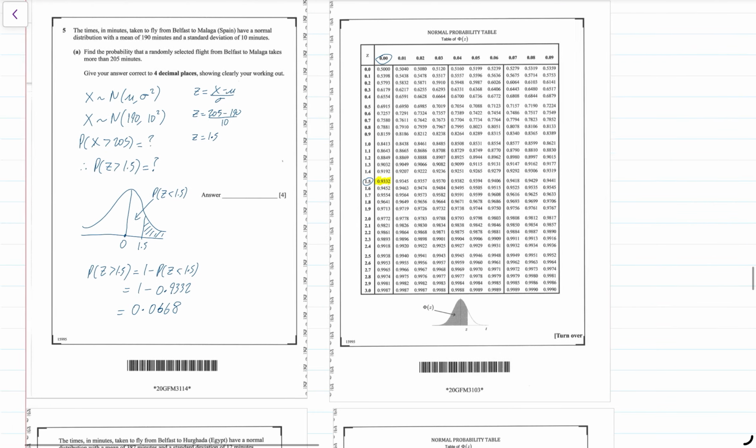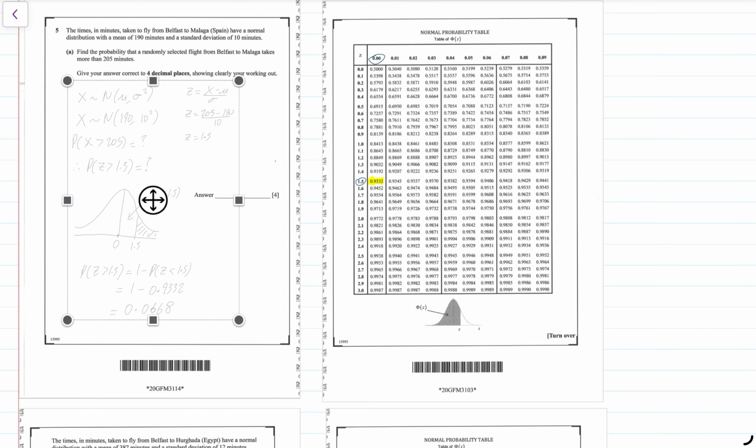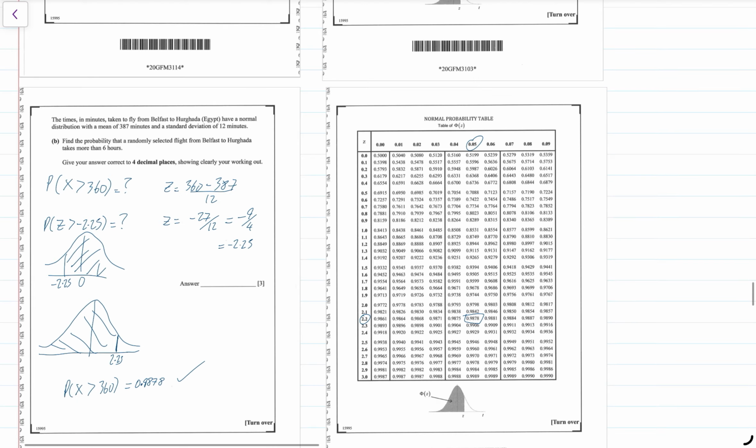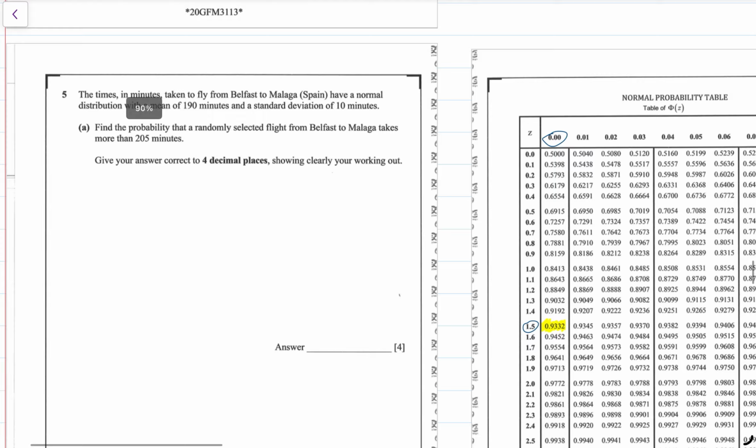You can see I've already had a bit of fun doing this one out. So I'll get rid of that for you. And the next one. Okay, right, the next one.